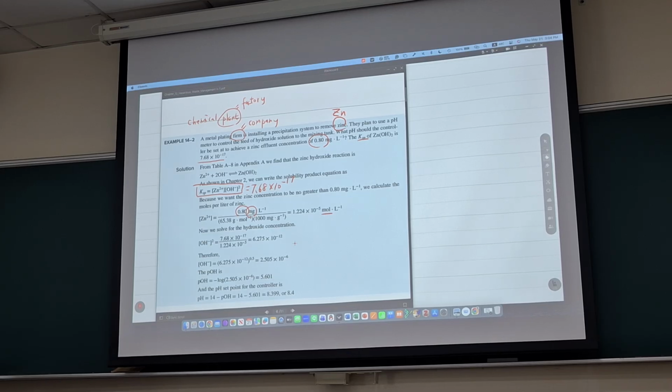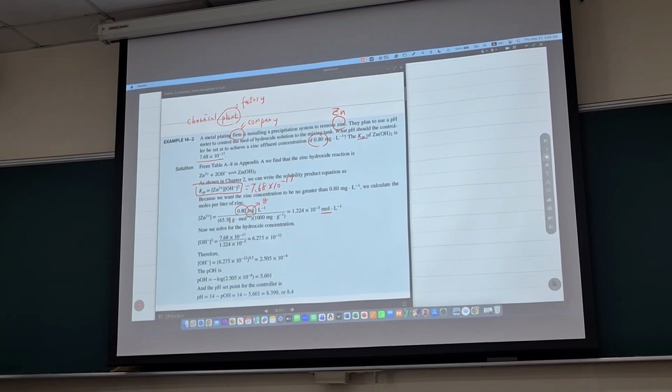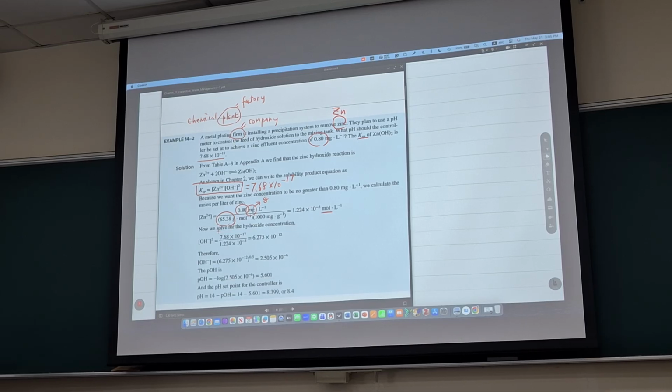So, number 1, we need to convert the milligram into gram, right? So we divide it by 1000. Number 2, we need to convert this to mole. So we will divide by the atomic mass of zinc. The molar mass of zinc is 65.38. So we got 1.224 times 10 to the minus 5 mole per liter.